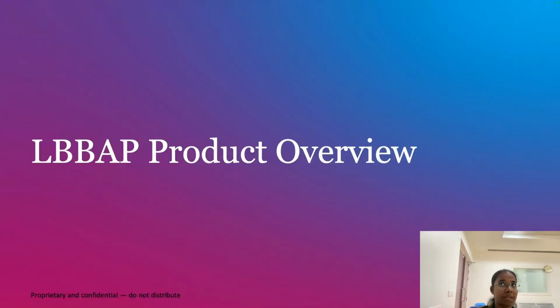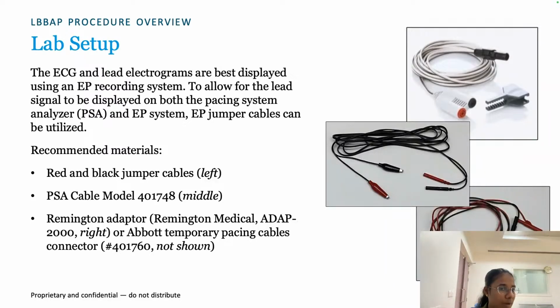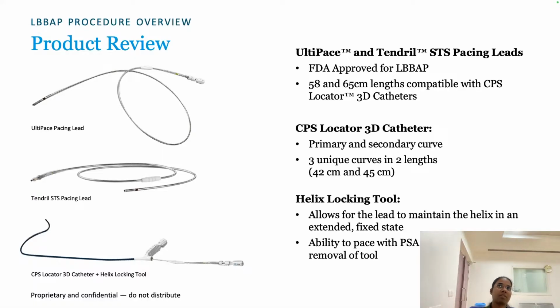Now we come to the lab setup, the hardware part, whatever products we use. The lab setup includes our ECG, and if you are using the EP setup, we can use our EP cable to connect it to the EP system, and the PSA, which is in the programmer. We can also use our adapter, which is a crocodile adapter. Three products would be sufficient to do left bundle capture. Abbott has the lead we are already using for conventional pacing, which is FDA approved for use in left bundle capturing.